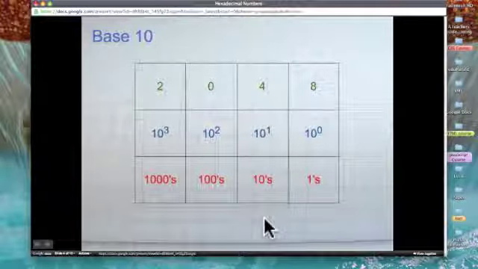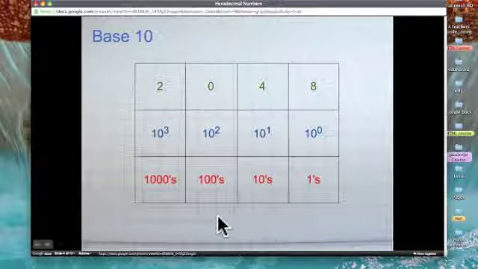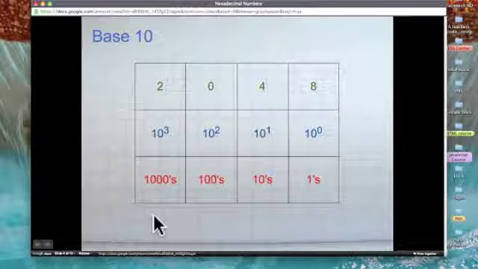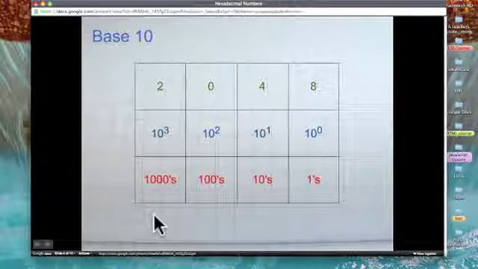Then we have a column with 4 units of 10 to the 1st power, or 10s. And we have another column of 0 units of 10 squared, or 100s. And then finally we have, in our leftmost column, 2 units of 10 to the 3rd power, or 1000s. So we have the number that represents 2048, or in computer language, 2K.